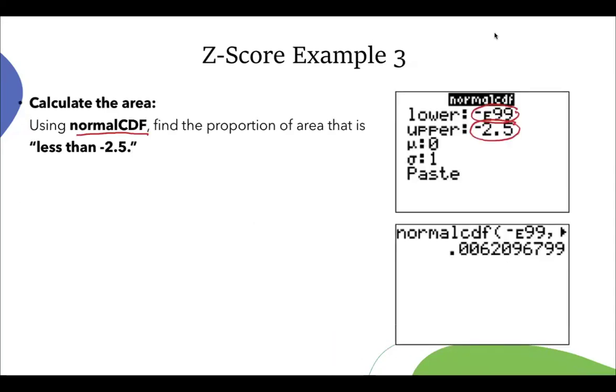So that's why for our lower, we're going to put in negative E99 for negative infinity. For the upper, negative 2.5. Mean and standard deviation, 0 and 1 like before, and paste. And this is a rather small probability, 0.0062 or 0.62%.